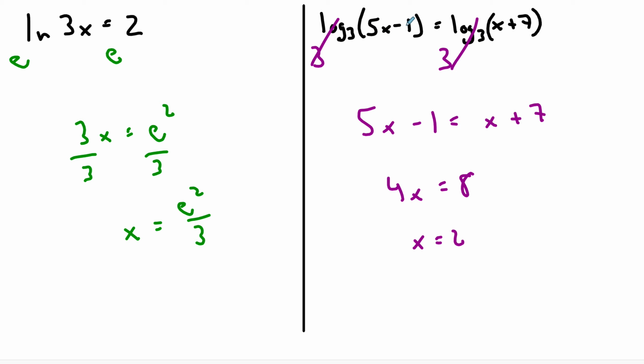5 times 2 minus 1 is 10 minus 1, or 9, right? And when I plug 2 in here, I get 9, which makes sense because I should get the same thing, but they're both positive, so it means that this is a good final answer, right? Sometimes that won't work out, and you'll get what we call an extra solution, or as your books and everything else likes to say, extraneous, which is just a fancy way of saying extra.